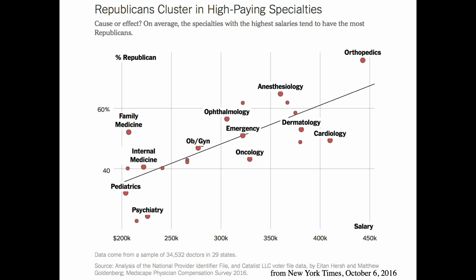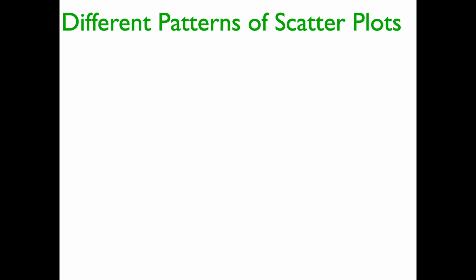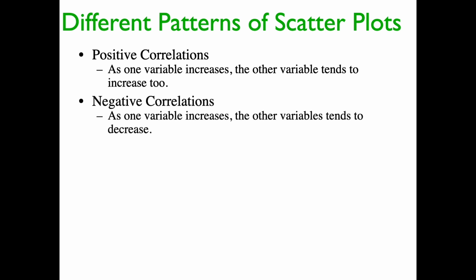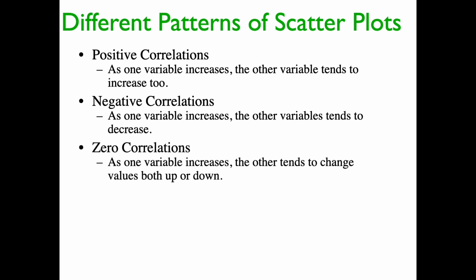But you could have other patterns for the scatter plot or scatter diagram. We could have positive correlations, where as one variable increases, the other variable tends to increase too. But you could have negative correlations, where as one variable increases, the other variable tends to decrease. A negative correlation in that example would have been if we had found that the more money you make, the fewer of them were Republican. But that's not what we found. We found a positive correlation. And then there's a third kind of relationship you could see, which would be a zero correlation.